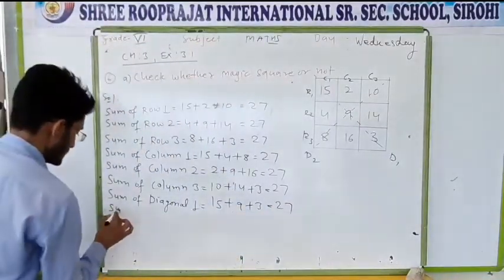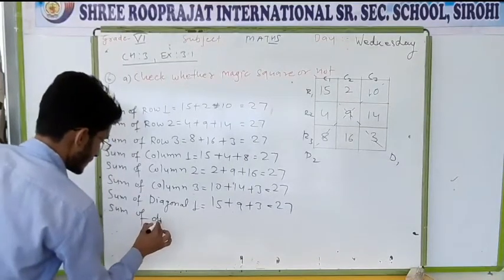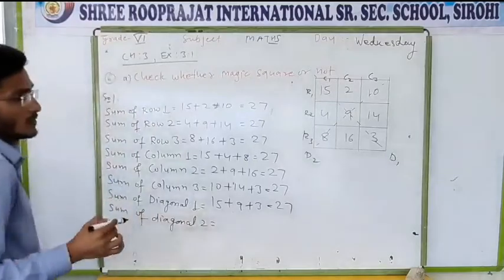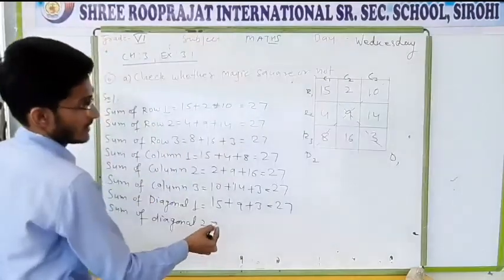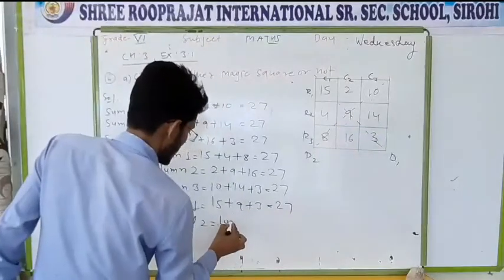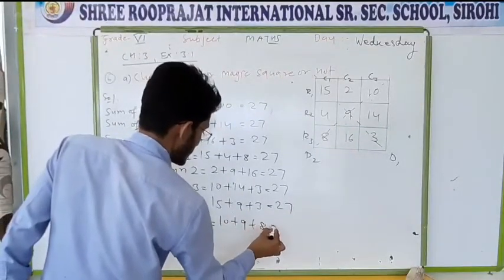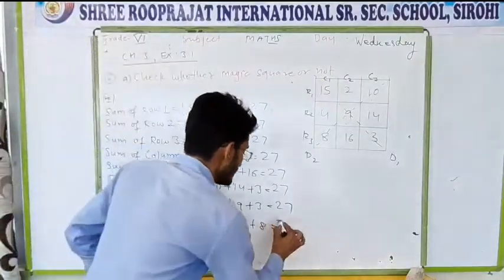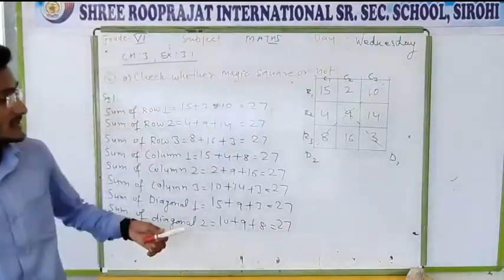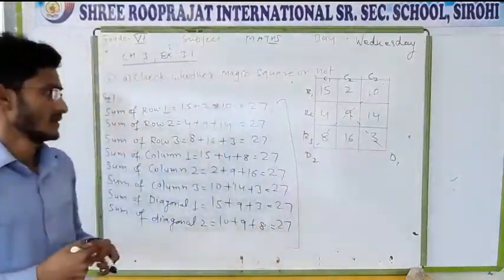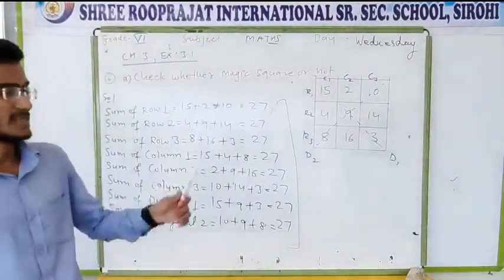And sum of diagonal 2, that means 10, 9 and 8. 10 plus 9 plus 8. 10 plus 9 is 19, and 19 plus 8, we will get 27. So you can see we are getting the same sum, 27. So you can say that it is a magic square.